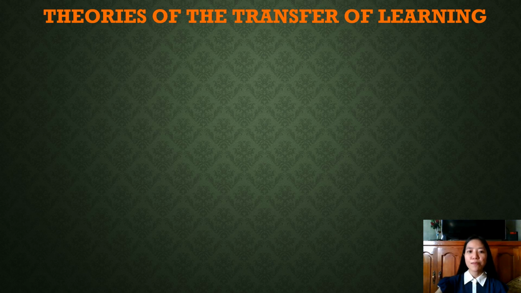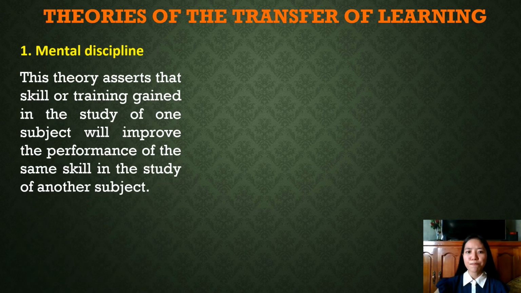Such transfer can be determined whether it is a positive or negative one and the like. Some of these are mental discipline, theory of identical elements, theory of generalization, and theory of configuration. In mental discipline, it asserts that skill or training gained in the study of one subject will improve the performance of the same skill in the study of another subject.